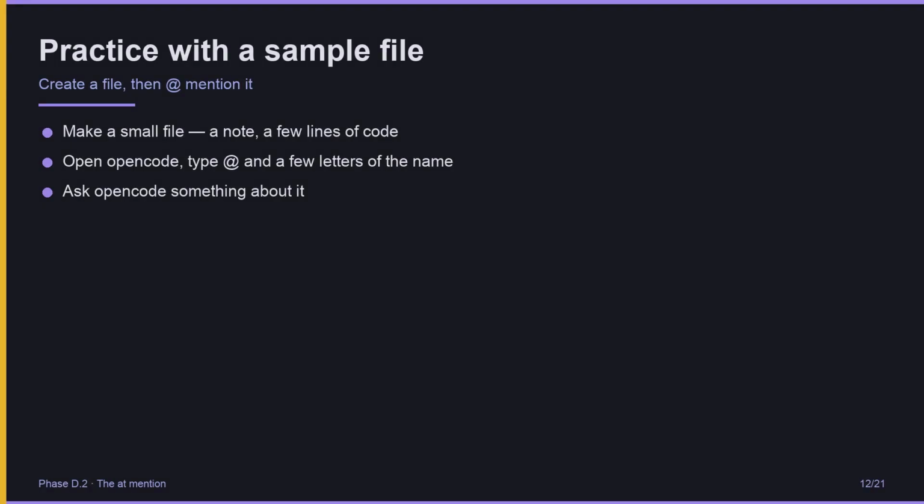Let me give you something concrete to try. Create a small file in your folder, a few lines of anything, a short note, a tiny bit of code. Now open OpenCode and type the symbol, followed by the first few letters of that file. Watch how quickly OpenCode finds it. Then ask OpenCode something about it. You will see the @mention working end to end, pointing, reading, answering, all in a few seconds.